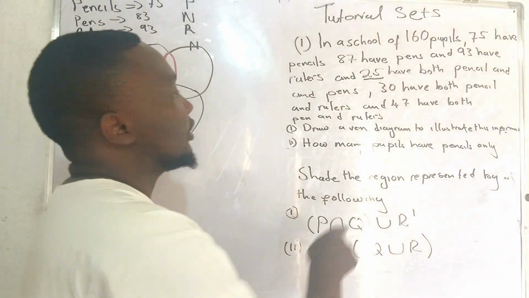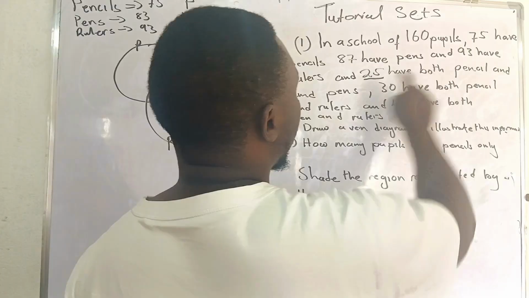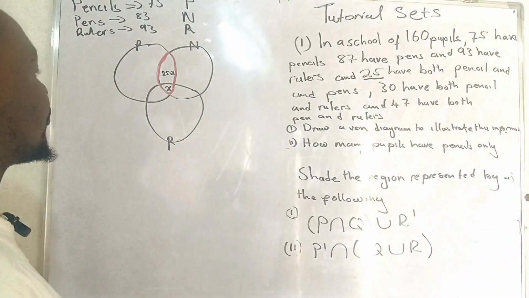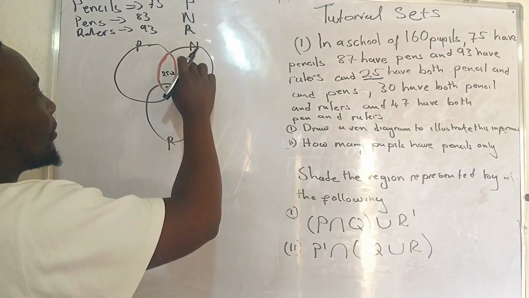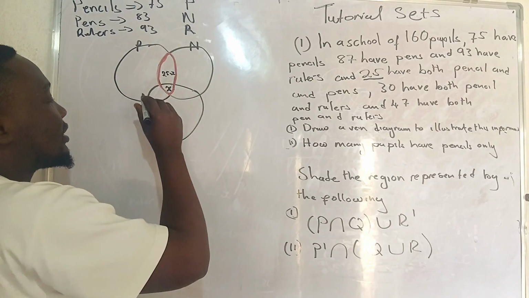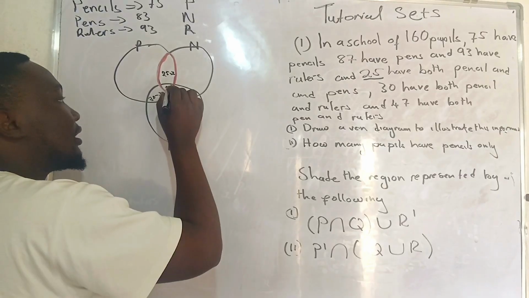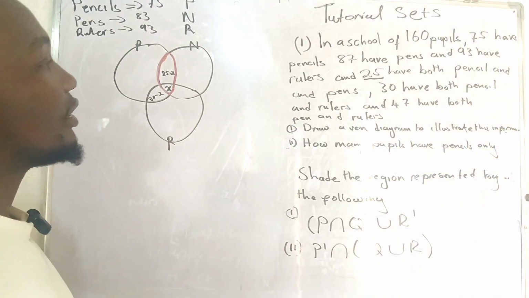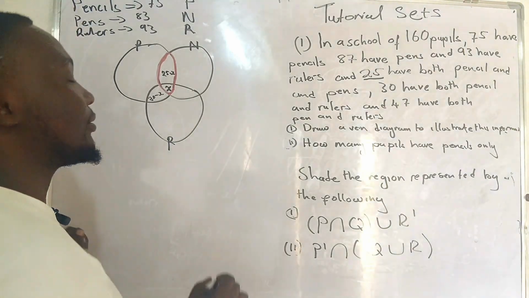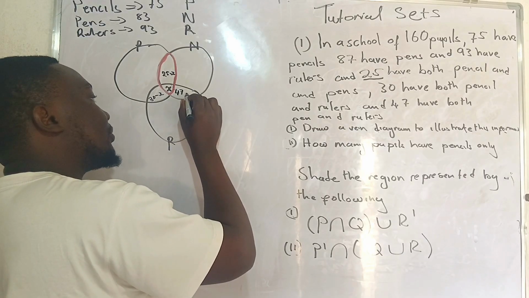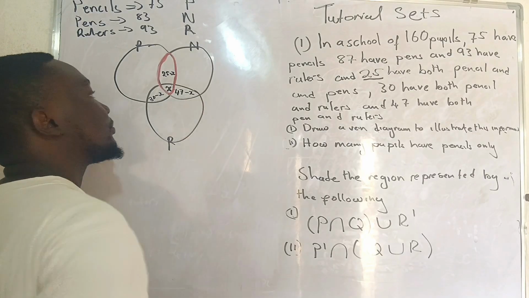Let's move on. 30, we have both pencils and rulers. So this region, pencils and rulers, is 30. We remove x, this region. And the remaining region is 47, we remove the x.